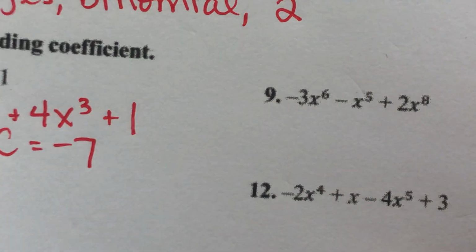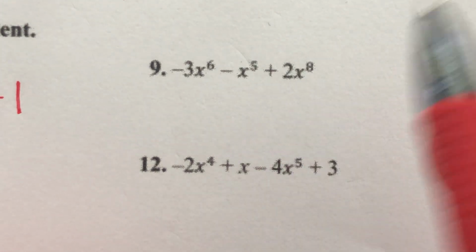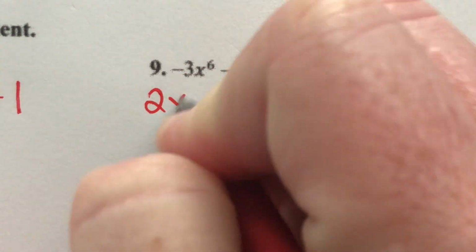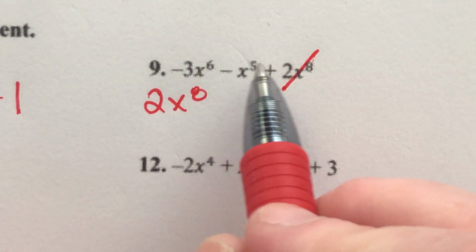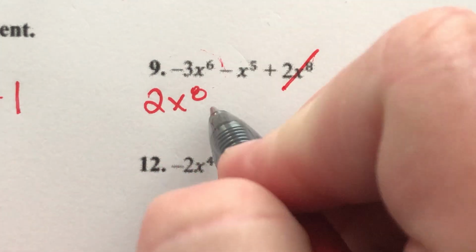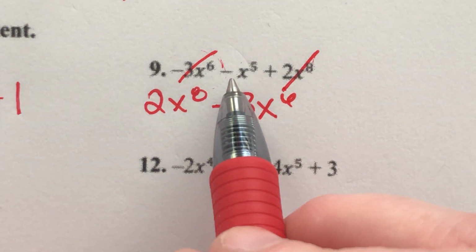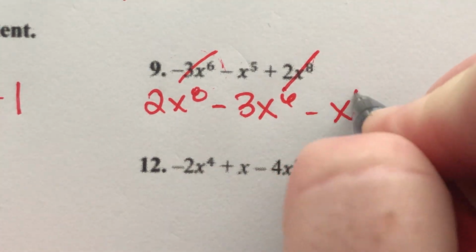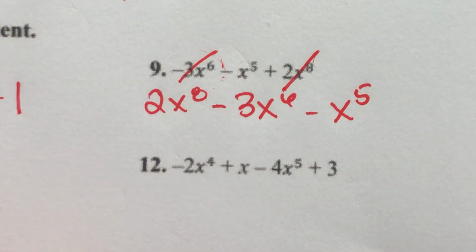Okay, number 9. I'm running out of space. A 6, a 5, and an 8. So I want to put them in order. The 8's the biggest, so I'm going to put 2x to the 8th first. And then I've got a 6 and a 5. The 6 is the biggest, so I'll put this guy next. It's negative 3x to the 6th. And then lastly, I have negative x to the 5th. Make sure the sign in front of each term stays in front of each term.